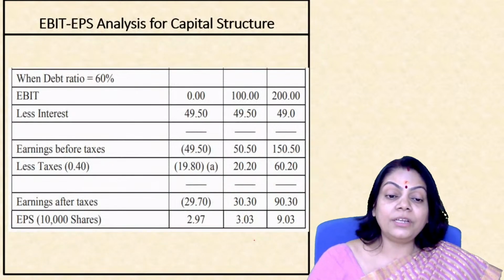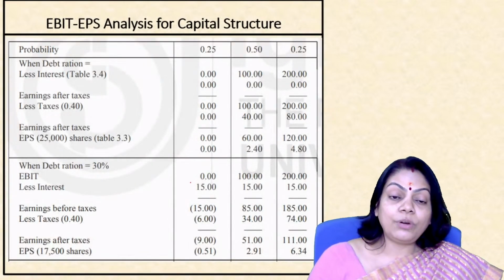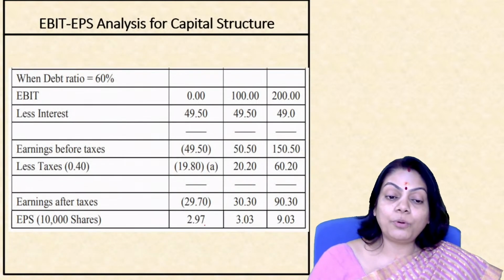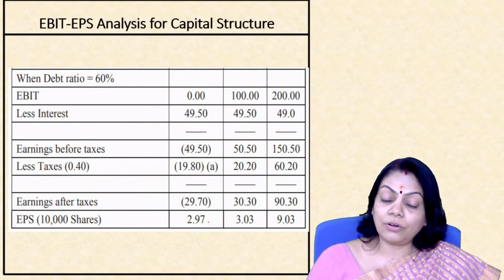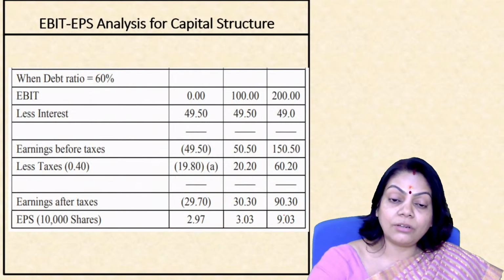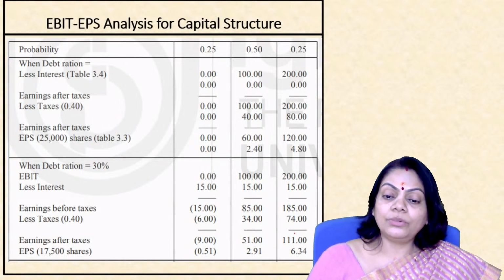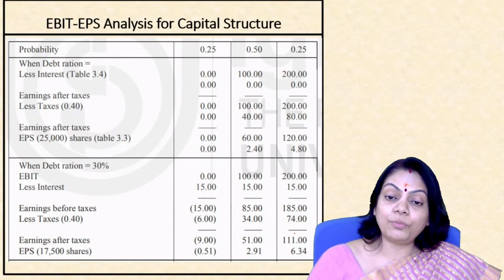EPS. Further, if I increase the debt proportion, my EPS increases. Whereas if I don't have debt, my EPS is not increasing that much. See, here there was no EPS, here it is 0.51, here it is 2.97. The rate of increase is constant. Whereas in the last case, when it was 200, there is a similar kind of increase. Now see, 4 rupees 80 paise.